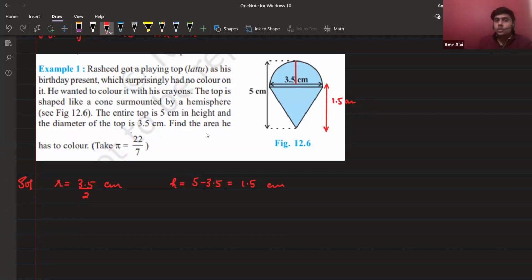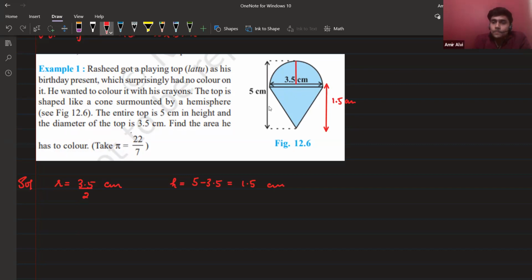Okay, that's great. The question is asking us to find the area he has to color, that is, the area to color of this top. So tell me everybody, in this case you will take the curved surface area of the hemisphere and the cone.